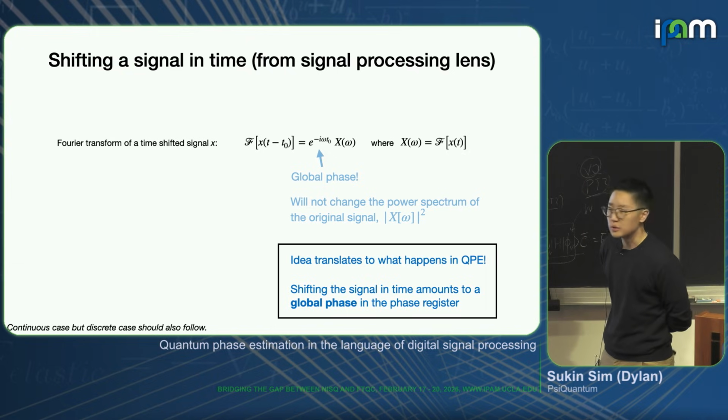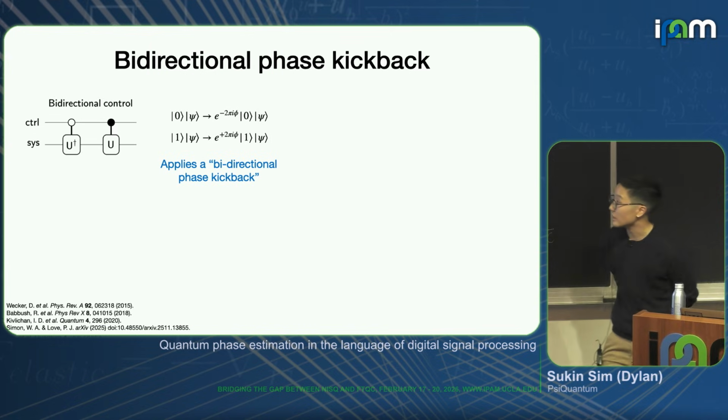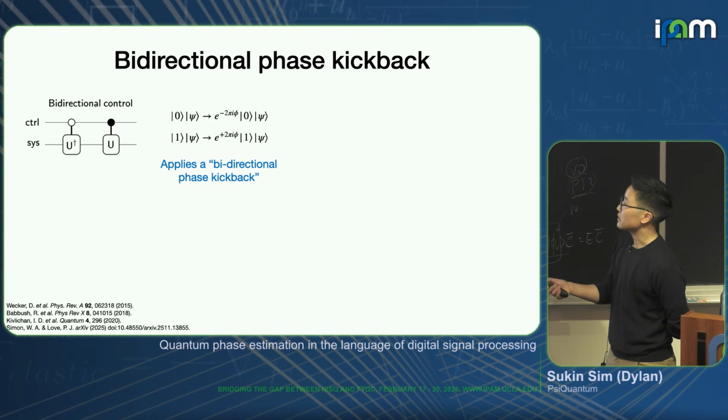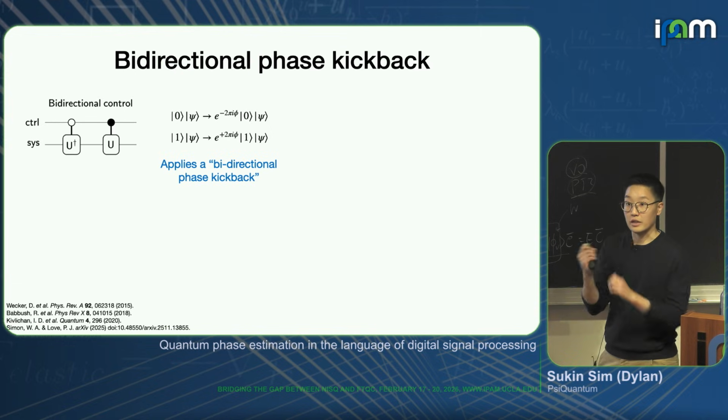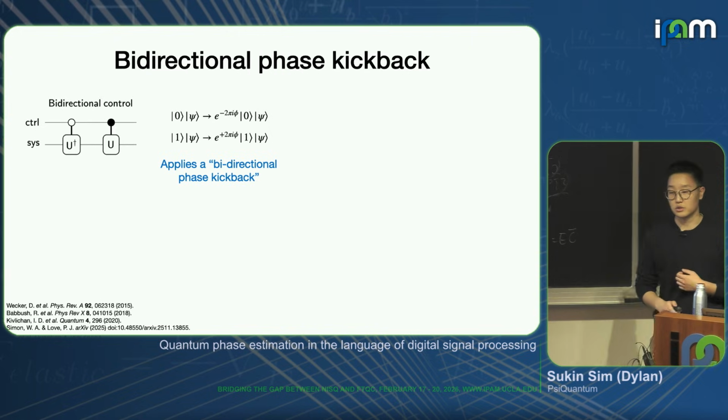So how do we actually do this in practice? It is through a trick called bidirectional controlling of these operators U. Often we only think about the forward direction, where if the control qubit is in the 1 state, we apply U. But in this case, we also make use of the control qubit being in the 0 state and applying U dagger. So you're applying phase kickback in either direction, and because of that, we often call this bidirectional phase kickback.